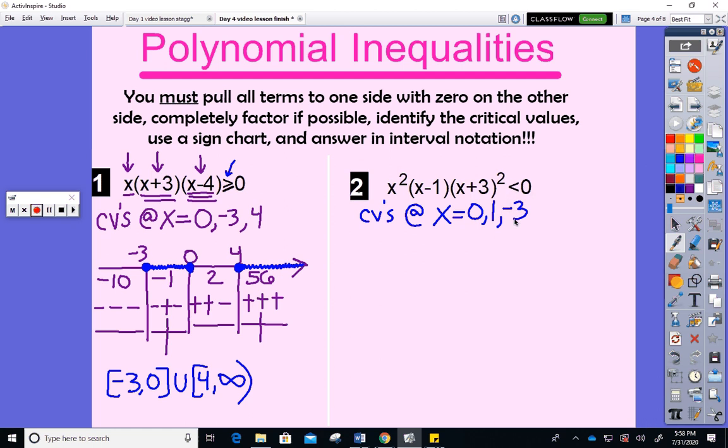Don't worry about saying that this is a single root and that's a double root. That would be true if you were answering something equal to 0. But if it's less than 0 or greater than 0, critical values, you don't need to worry about saying single, double, triple root. Okay? So let's do the number line.